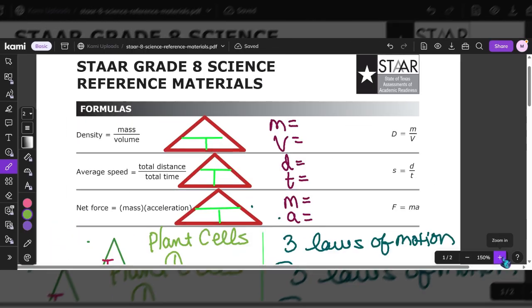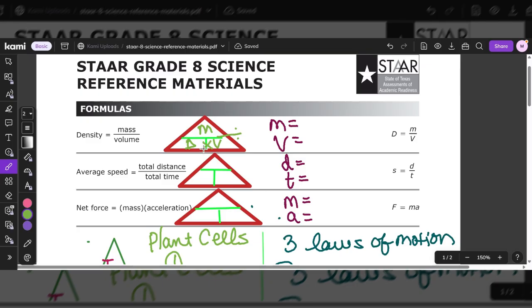We're going to go ahead and start with the triangles at the top. Just as we have taught you, make sure to put the variables inside the triangles. That way we know if we need to solve for any other variable. So mass is over volume. Just like you see it, that's how it's going to be seen in the triangle. Mass is over volume. This divides and the vertical line multiplies.